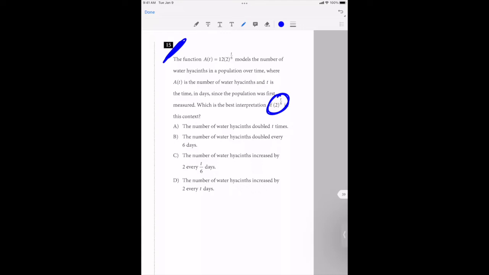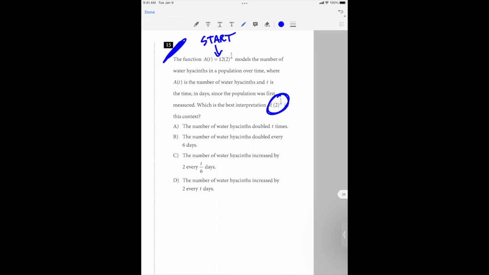Well, in this case, the 2 is telling me what... Well, let's start here, actually. Let's say that 12 is probably the number of water hyacinths that are there from the beginning, right? Because I believe that if we have a t value of 0, that's going to make my exponent 0. 2 to the 0 power is 1, and so 12 times 1 is 12. And so at a time of t equals 0, we're going to get 12. So 12 is our starting point. I know we weren't asked about that, but I think it's useful to discuss.